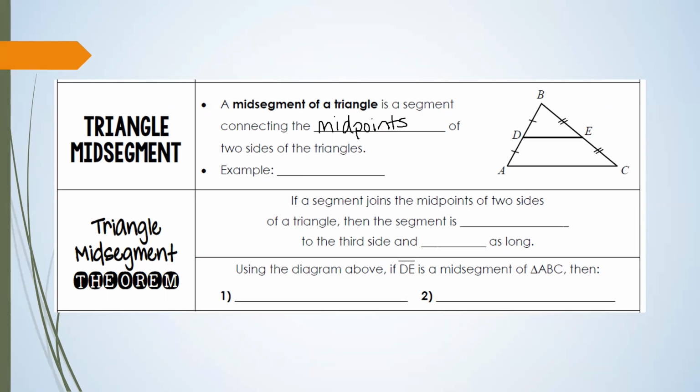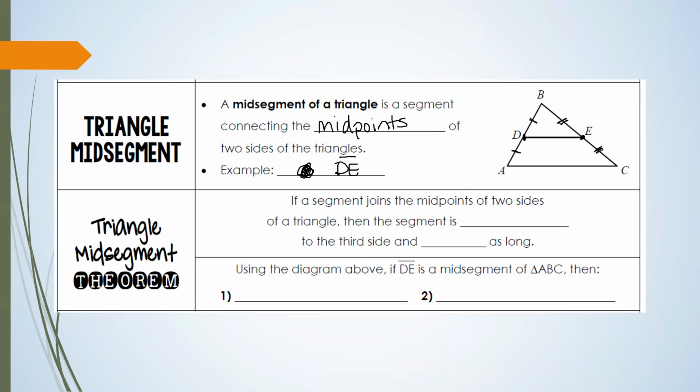So for example, here D is in the middle of side AB, and I know that because AD and DB are congruent. E is the midpoint of side BC because BE and EC are congruent. So the points D and E connected create a midsegment. DE is our midsegment.